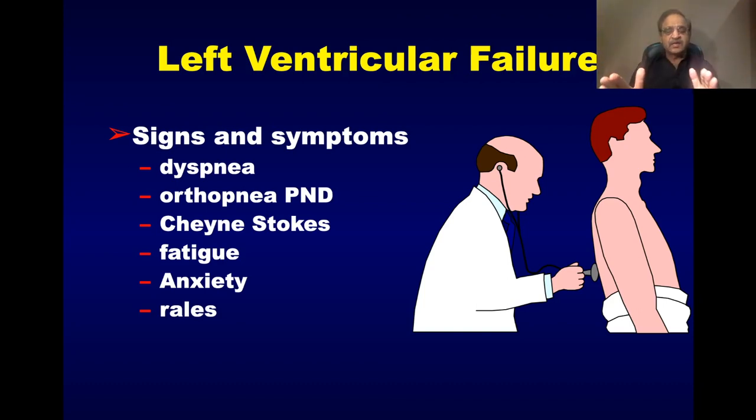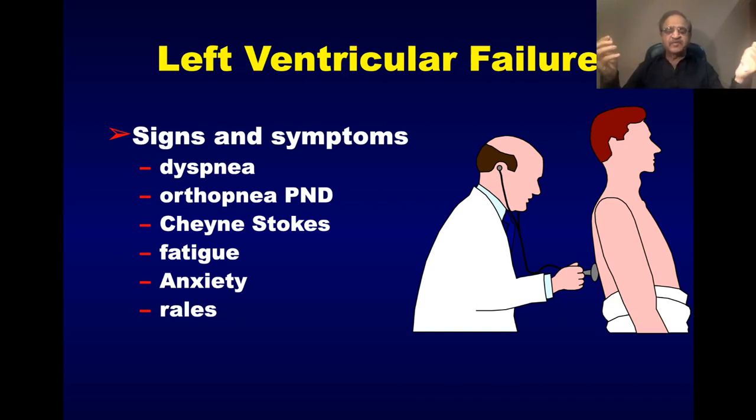Orthopnea is dyspnea which worsens on lying flat, but it improves immediately after the patient sits and leans forward. And paroxysmal nocturnal dyspnea is severe dyspnea which occurs after 4 to 6 hours of sleep, and the patient wakes up in the early hours of the morning with severe breathlessness and wheezing, which relieves or improves after about half an hour after some medication and treatment.